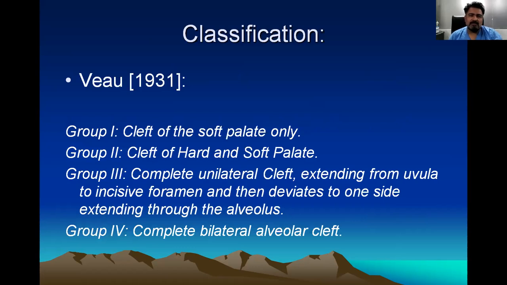Another classification by Veau is group 1, group 2, group 3, group 4. Group 1 is cleft of soft palate only, the easy one. Group 2 is the cleft of hard and soft palate. Group 3 is complete unilateral cleft extending from the uvula to the incisive foramen, and then deviating to one side extending through the alveolus. And group 4 is complete bilateral alveolar clefts.